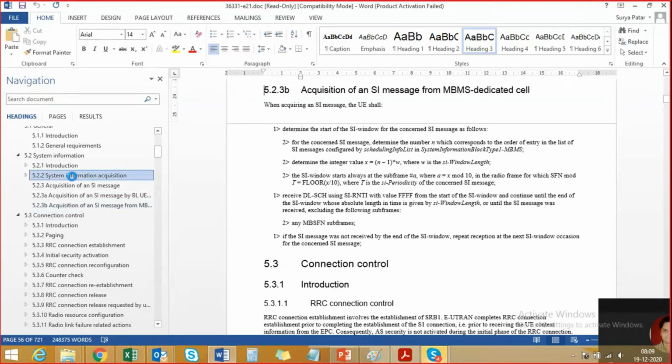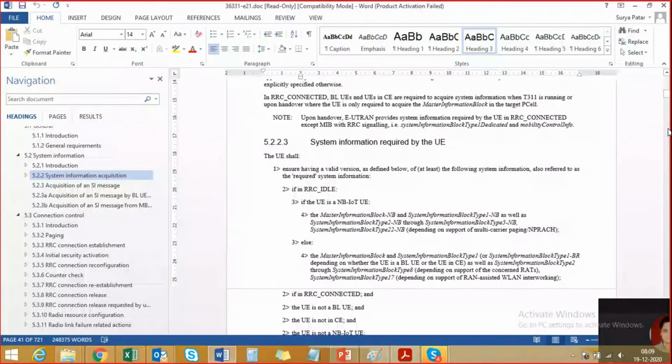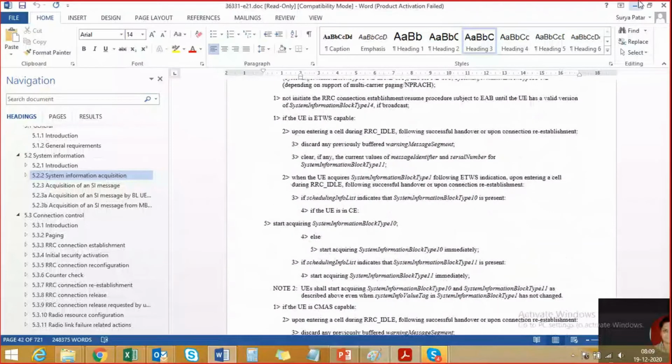System information acquisition, right? As I told you the other day, how many system information messages are there in 4G? I was telling you it is MIB, SIB1 and SI, only three. SIB2 is not a message, SIB3 is not a message, none of the other SIBs are messages. Make it clear. Whatever further is written, you go and read it, but I will take you through my slides, which are extracted from this.